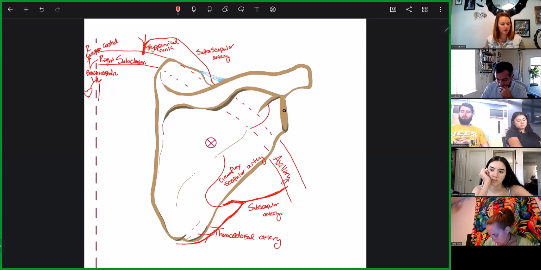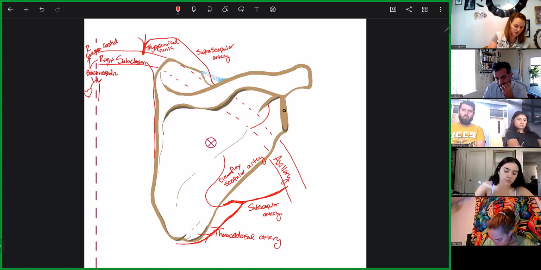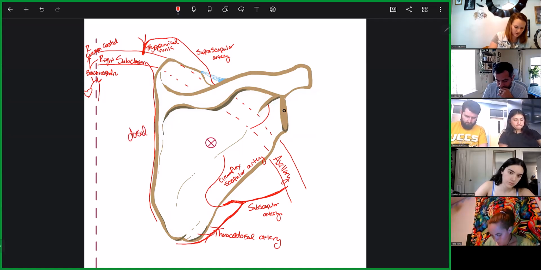Now I can look at this drawing, and then there's a huge region of the scapula that does still not have any blood. So I'm going to go ahead and draw that branch off of the subclavian and trace it down this medial border. This one will be my dorsal scapular artery.